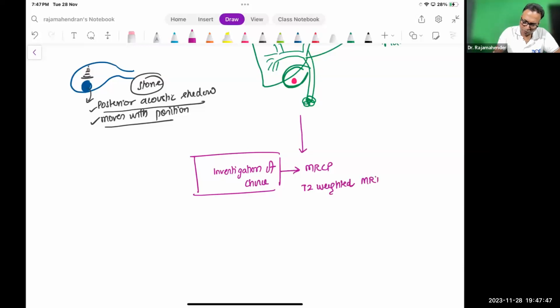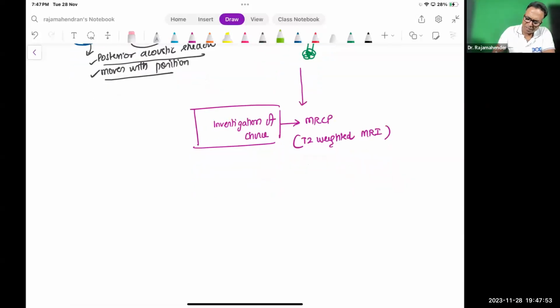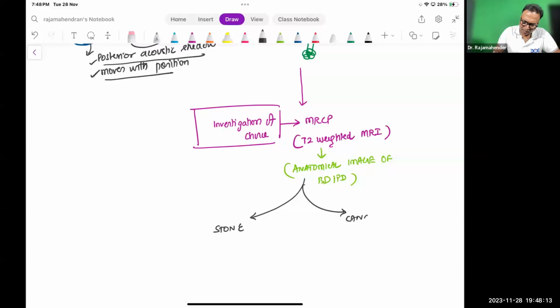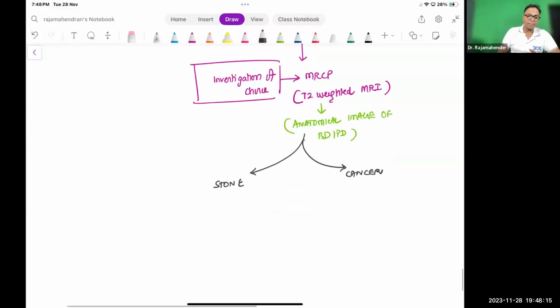MRCP is nothing but T2 weighted MRI. All of you know that in a T2 weighted MRI, liquid appears bright. So classically, you can see an extraordinary anatomy. It is an anatomical image of bile duct and pancreatic duct in this MRCP. So this MRCP will show you what is the disease, whether it is a stone disease or it is a cancer, which is now classically identified with the help of MRCP.